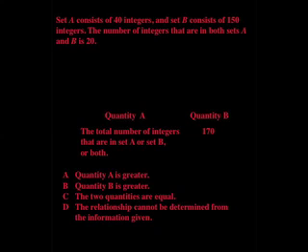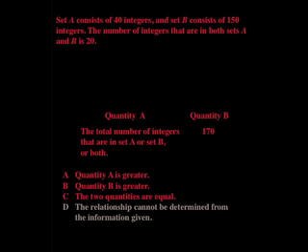Now we can do a question that only 41% of the people got right when they took it on a GRE test. We're given some information at the top. Set A consists of 40 integers and set B consists of 150 integers. The number of integers that are in both set A and B is 20. And we're asked to compare two quantities. Quantity A is the total number of integers that are in set A or set B or both. And quantity B is 170.